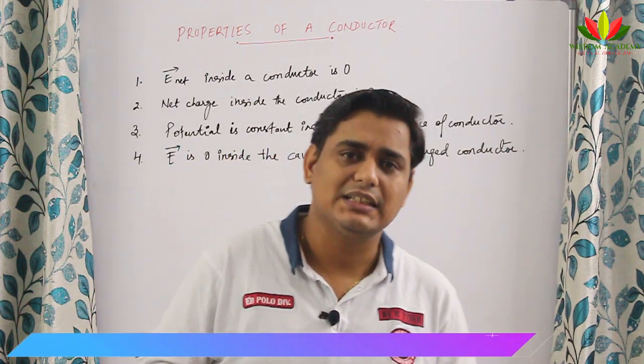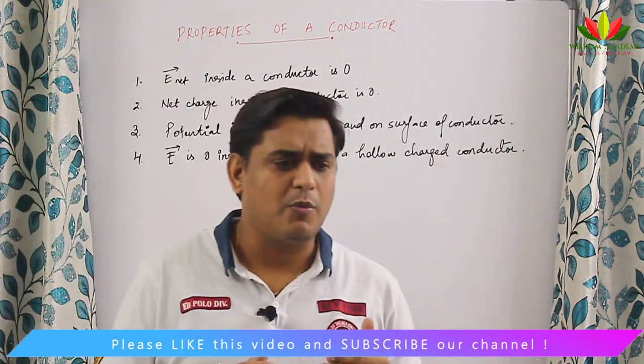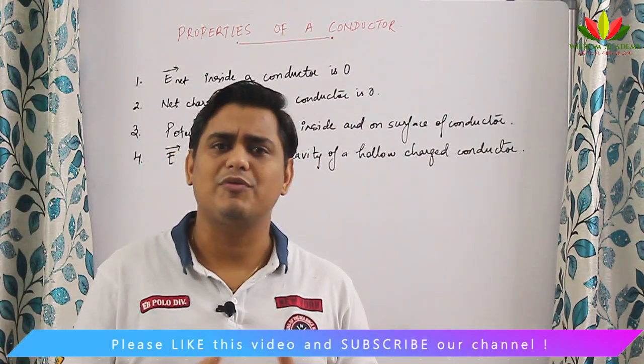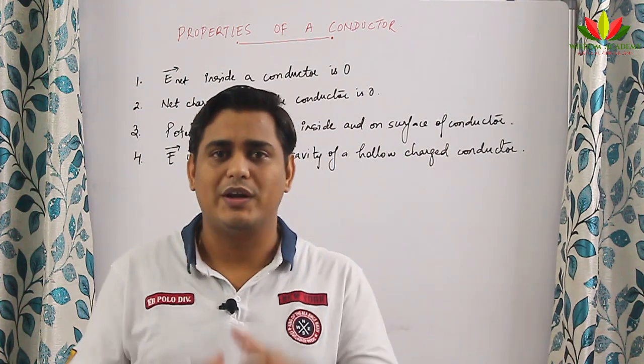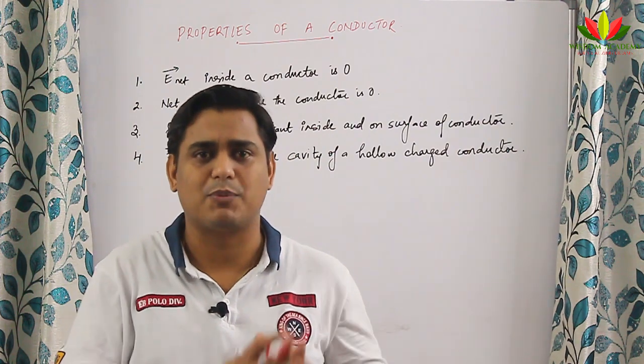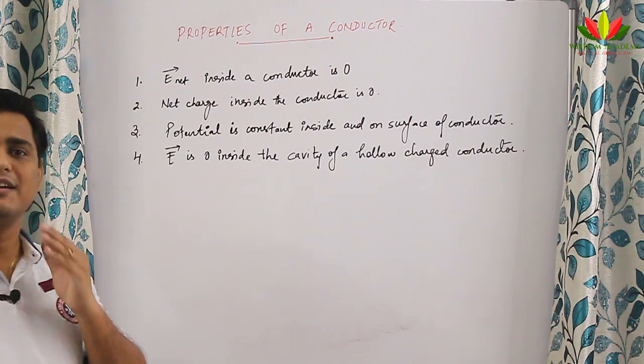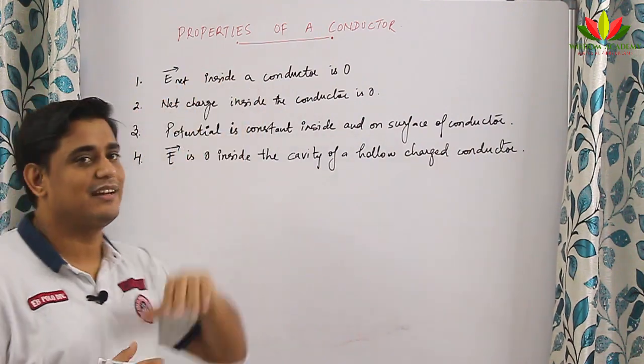Now we are going to discuss the properties of a conductor. We will talk about the properties of a conductor in terms of electric field and potential. So when a conductor is kept in an electric field, how it behaves and what happens inside it, we will discuss the properties in terms of that. The first property of a conductor I have written is: the net electric field inside a conductor is zero.